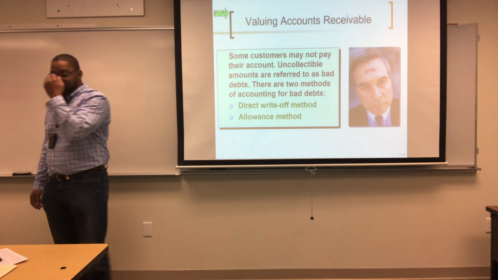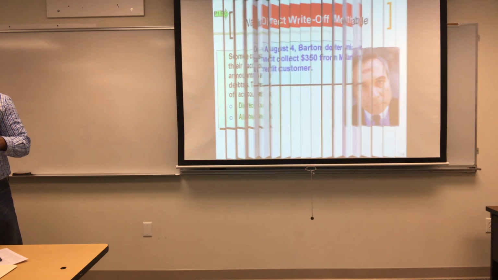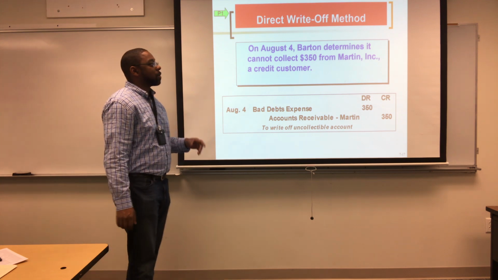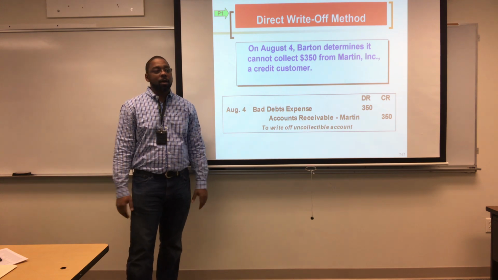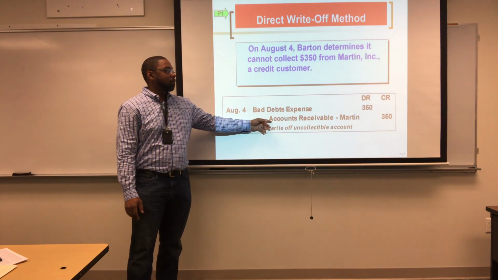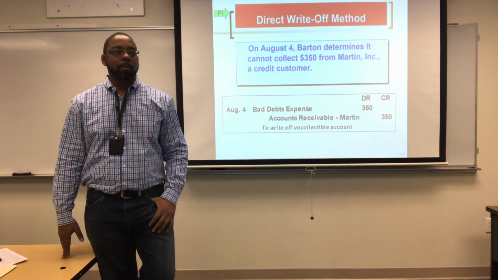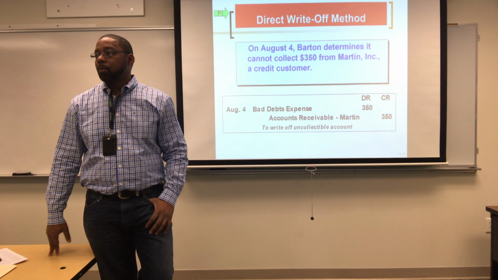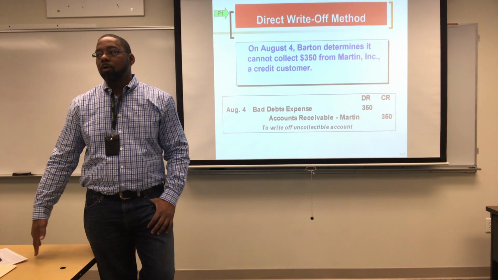The direct write-off method is very simple. It's the simplest of all. Okay? So on August 4th, Barton determines they cannot collect $350 from Martin, who was a credit customer. What will they do? They're going to debit their bad debt expense and credit the accounts receivable for Martin. And that's writing off the account. That's it. When they find out they cannot collect, they will write off the account. They will debit their bad debt expense, credit their accounts receivable.